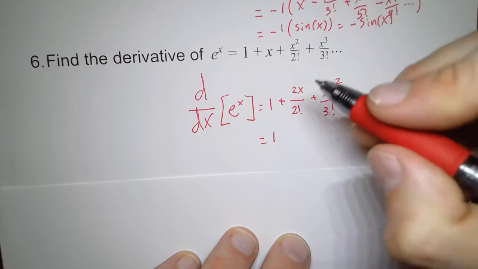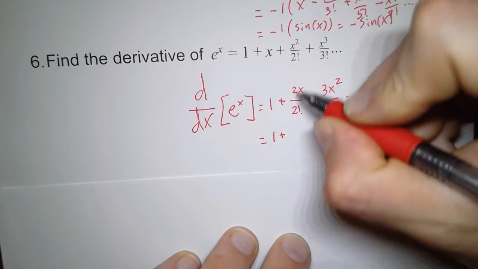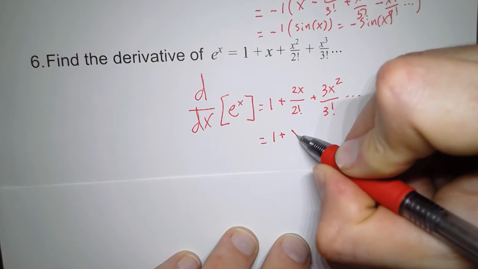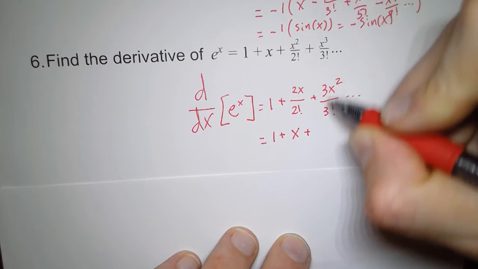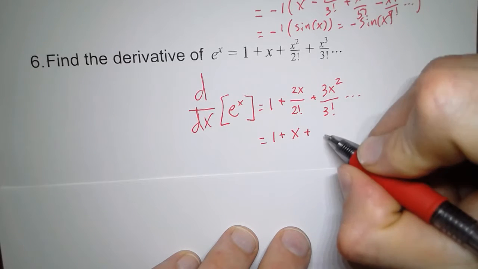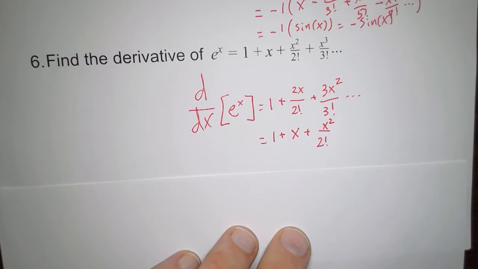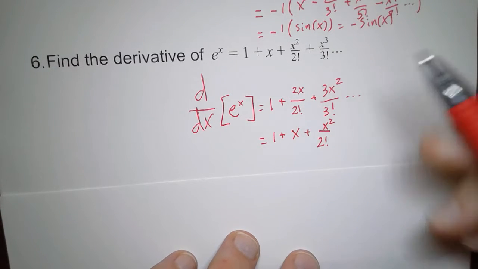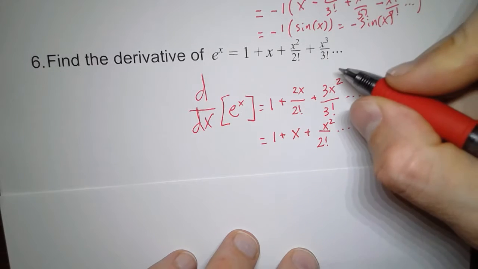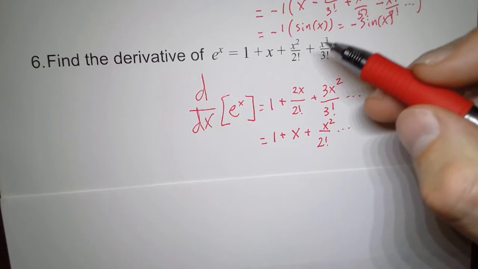We can simplify this. 2 factorial is 2 times 1, cancel the 2's, and we're left with a 1 in the denominator. 3 factorial is 3 times 2 times 1. Cancel the 3's. We're left with 2 times 1. So 2 factorial. Now, where have we seen this? There it is right there. It's the exact same thing. And so every term after that is just going to become the term before it.